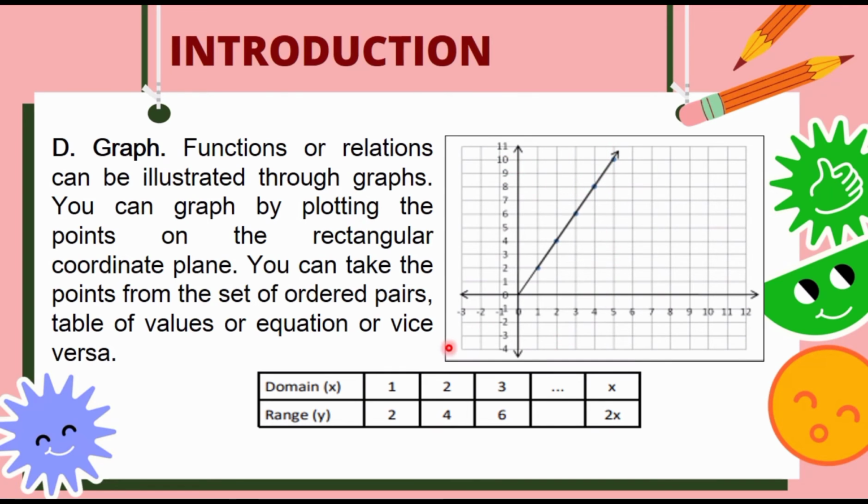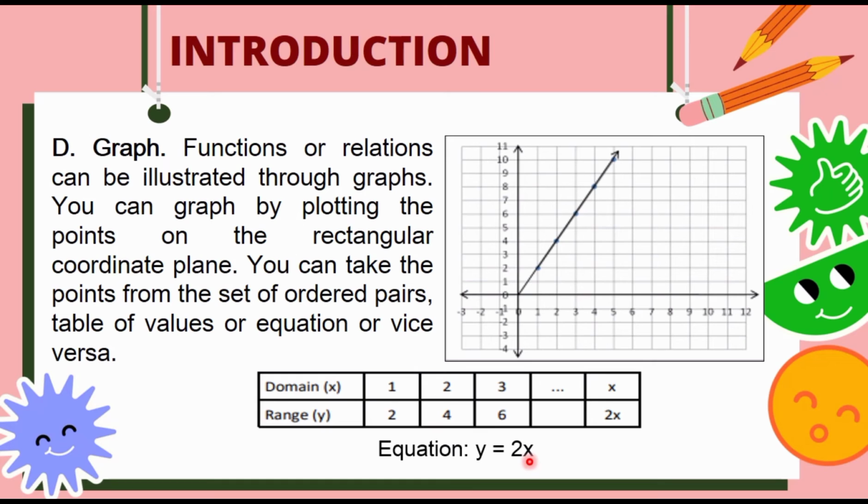Now, if the domain is x, what will be our range? So, i-assess natin itong table na to para tayo ay makagawa ng equation. Ang x daw natin ay 1, pero ang range natin ay 2. Ang x natin ay 2, pero naging 4 ang ating range. Meaning to say, we need to twice the value of our x. Tingnan nga natin, 2 times 1, 2. 2 times 2, 4. 2 times 3, 6. So therefore, ma-generate natin equation dito is 2 times the value of x.